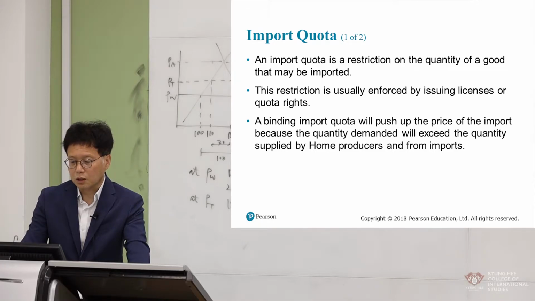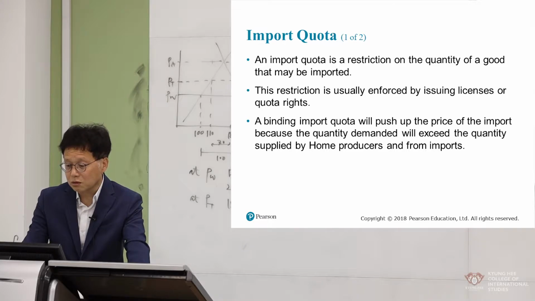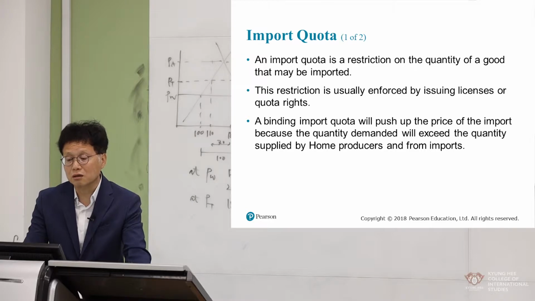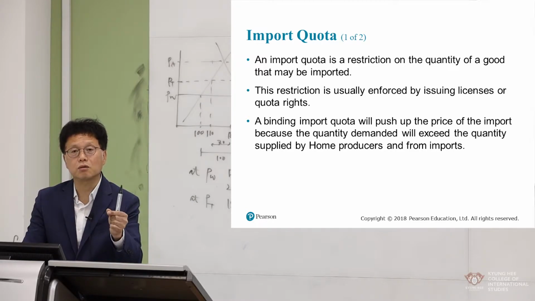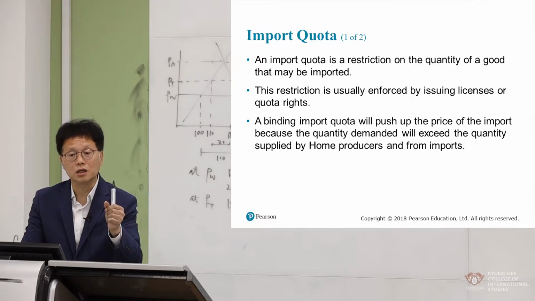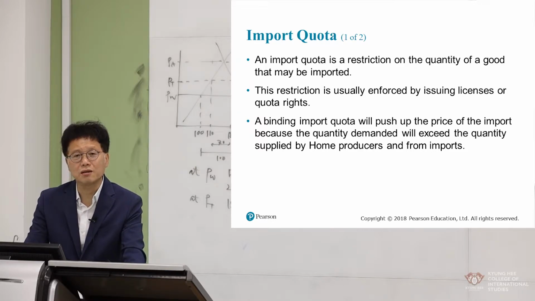Okay, import quota. An import quota is a restriction on the quantity of a good that may be imported. A tariff is a restriction on the price of a good that may be imported. Right? So an import quota is a quantity control, an import quantity control instead of a price control. In that sense, import quota is different from tariff. But the result is very similar.